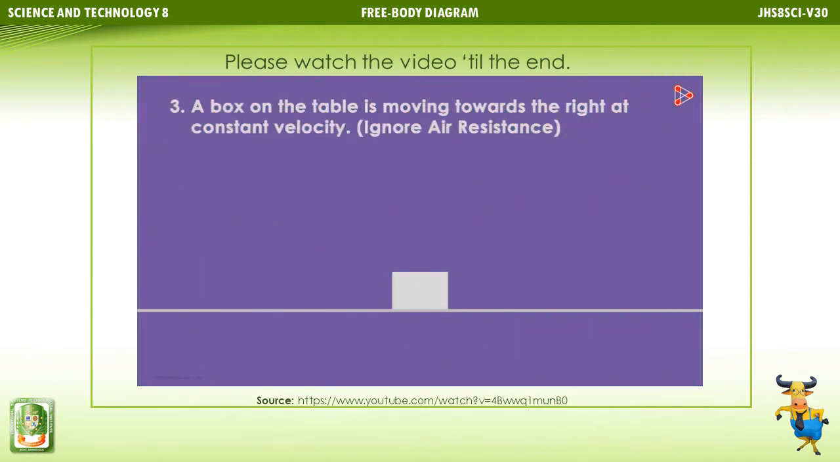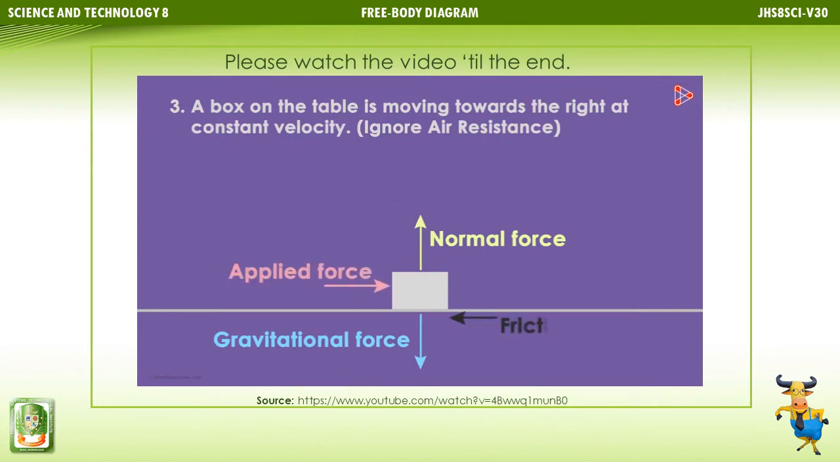The third situation is extremely interesting. Try making its free body diagram. It says that the box is moving at a constant velocity towards the right. In any case, there will be the gravitational and normal forces acting on the box. But this time, the applied force and the frictional force will be of the same magnitude. Hence, the size of these two arrows will be the same. As the net force is 0, the body will continue to move at that constant velocity. And don't forget, we've been asked to ignore air resistance here.